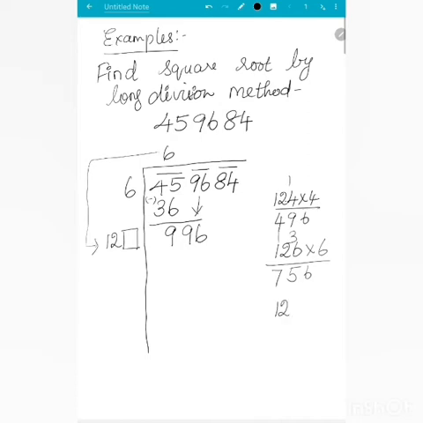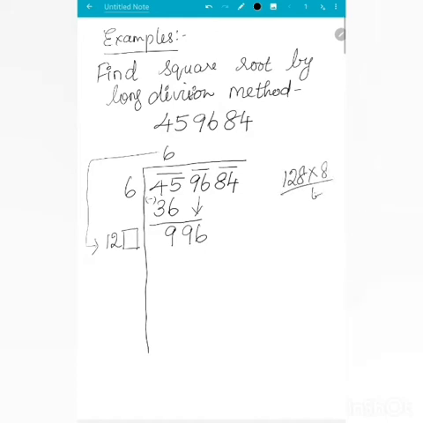Okay. So let me take the higher number. 7 7s are 49. 7 2s are 14. 14 plus 4 is 18. Again it is a smaller number. Isn't it? So let me take the next number. If I take 8. 8 8s are 64. Balance 6. 8 2s are 16. 16 plus 6 is 22. 1 8 is 8. Okay. So it is much larger compared to 996.